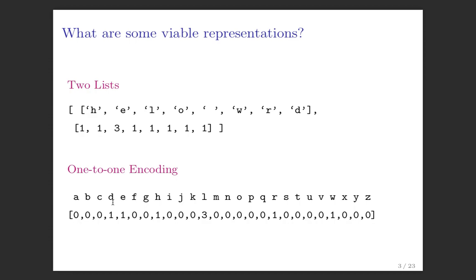Another encoding is the one-to-one encoding. How many characters are there in the alphabet? 26. I always forget, honestly. So I can just define a list of 26 elements. And I can say the 0th element will store the number of A's, the first element will store the number of B's and C's, and so on. So there's two different encodings for this problem.